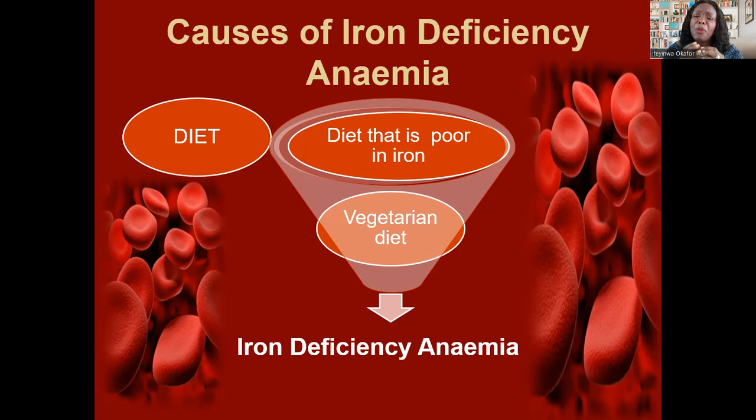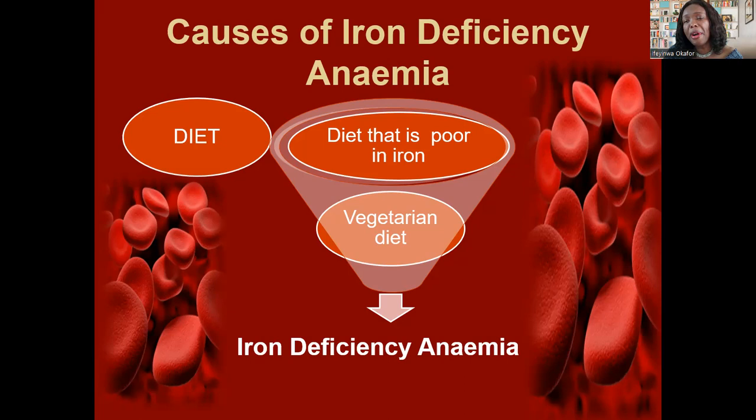Like vegetarians, people that eat only vegetables and don't eat meat. You know that most of the iron is gotten from the heme iron that we have in meat, fish, and poultry sources. So this set of individuals are prone to developing iron deficiency anemia simply because of the type of diet they eat. Therefore, diet is a key element to developing iron deficiency anemia: eating a diet that is poor in iron.